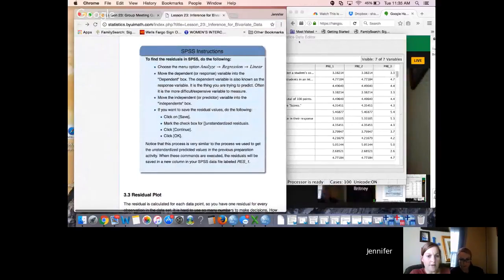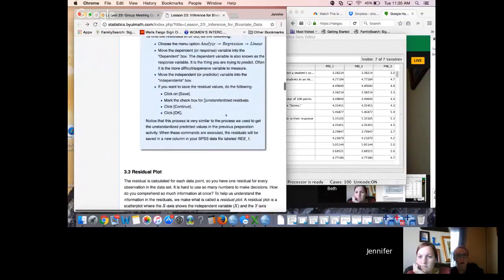So you did that one. The other one is graphs. Oh, there. It says if you want to save the residual values. Did I do that? It doesn't change. I just did that. And you marked the box for unstandardized residuals? Yeah, and then I clicked continue.